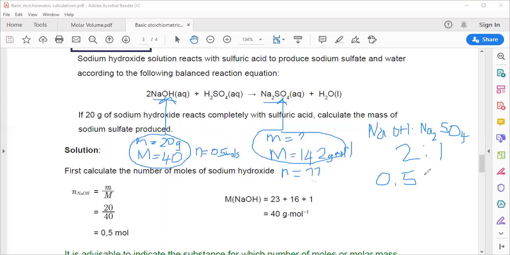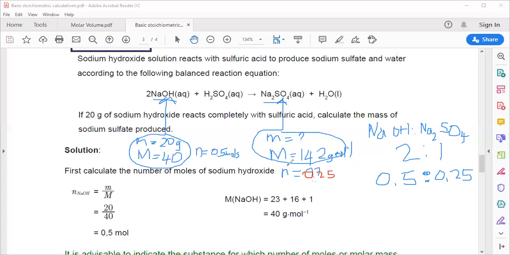If I've got 0.5 this side, how much must I have this side? I must have half of 0.5, which is 0.25. So now my problem is solved. I'm using the 0.5 to get the moles for sodium sulfate. So now I know the number of moles for sodium sulfate: 0.25.